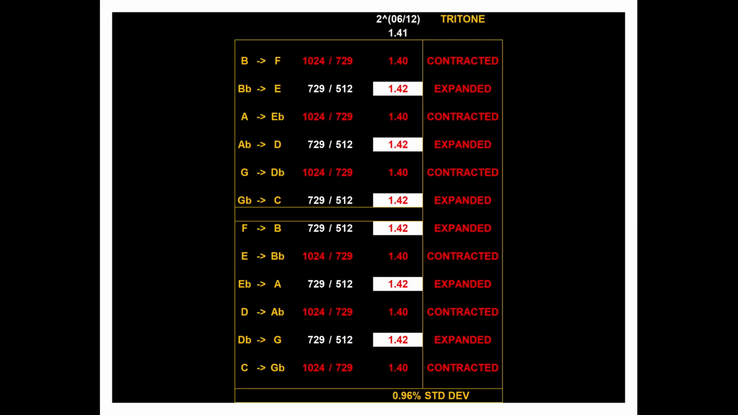Now we have the tritone. The tritone is interesting because the tritone has no other twin interval.